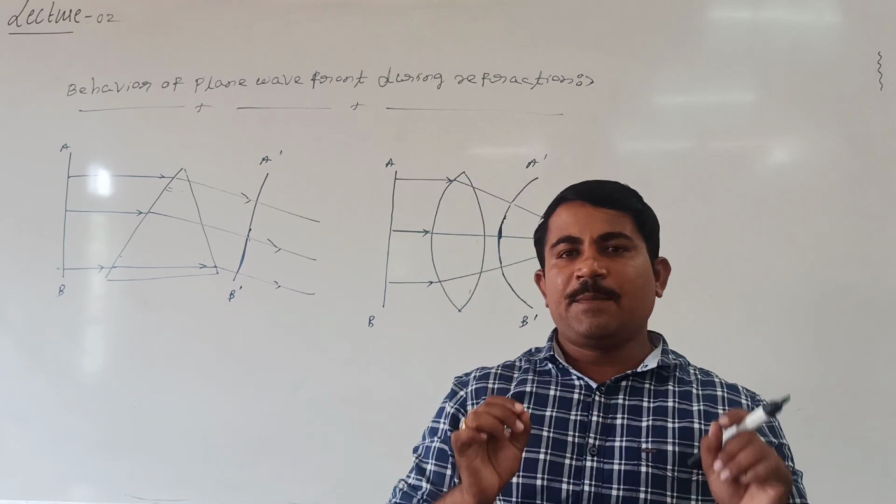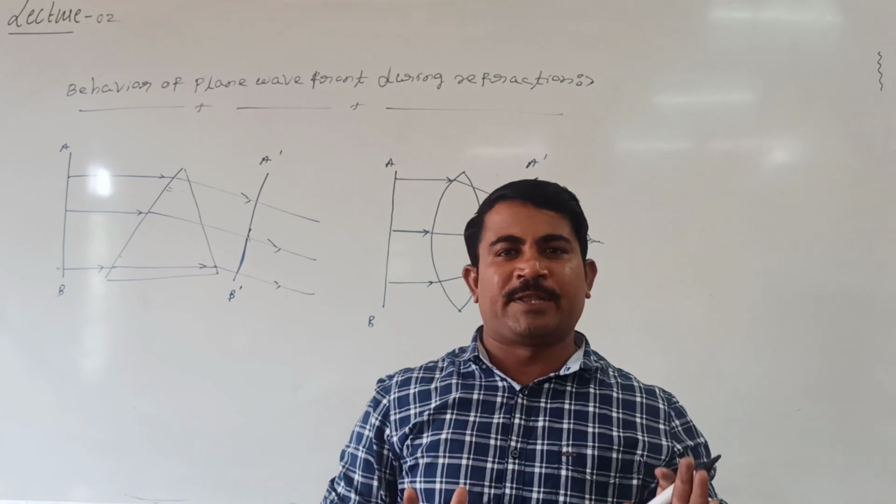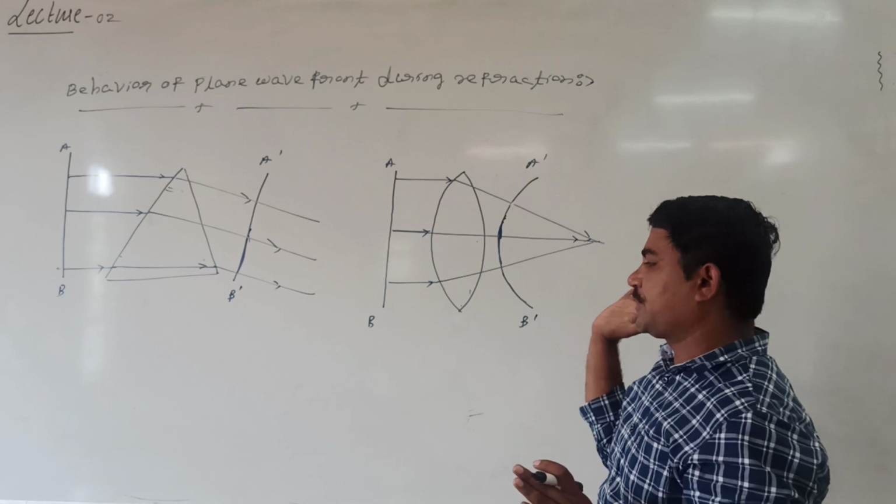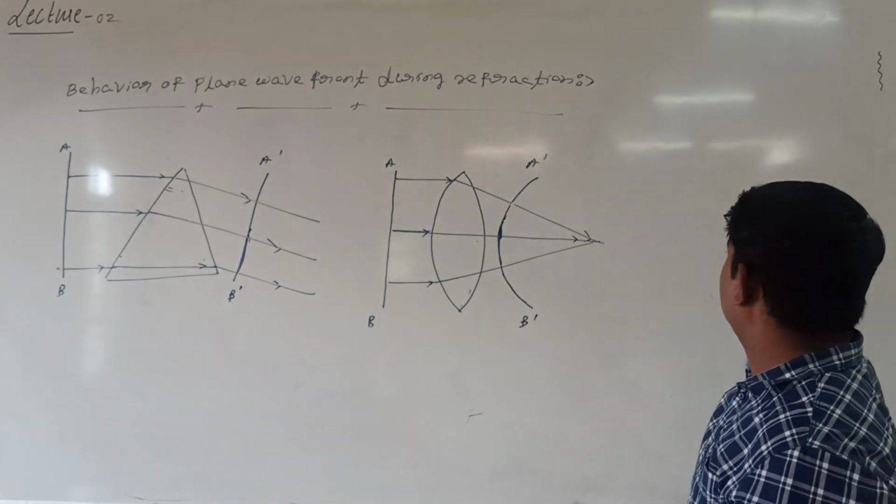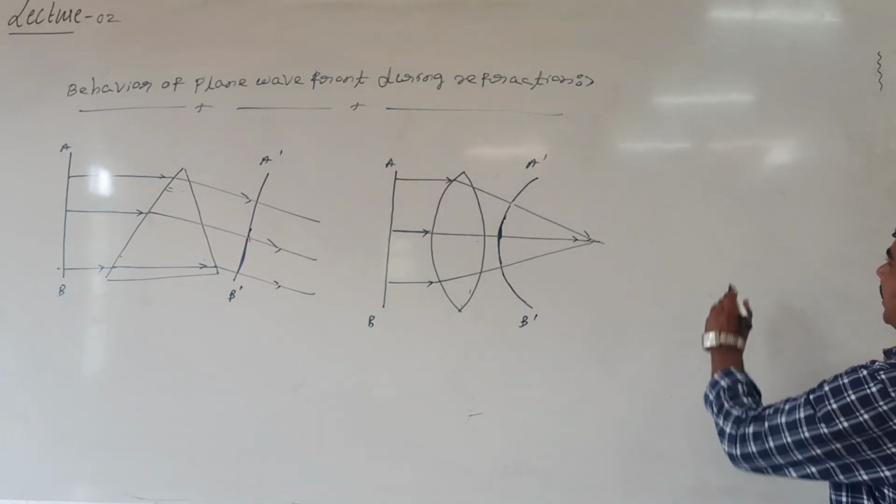Similarly, if the plane wavefront is incident on a concave mirror, how is it possible? Now this is refraction. During reflection, how does it take place? See here. During reflection, I can take this as a concave mirror.